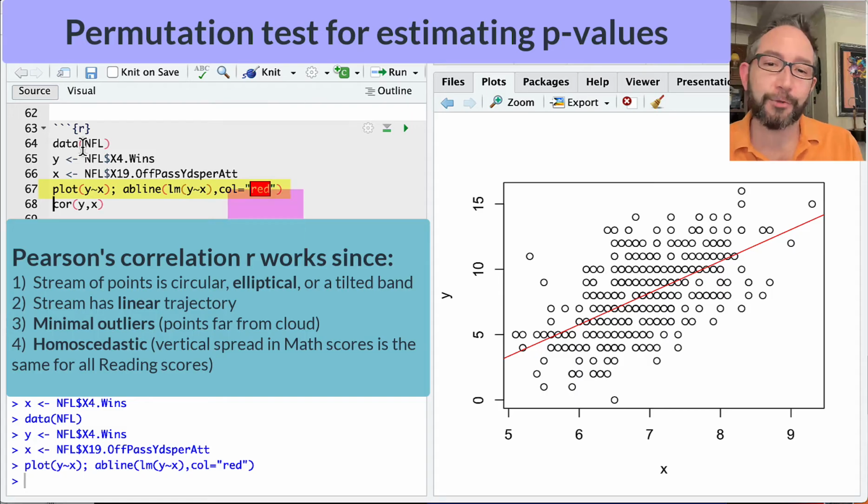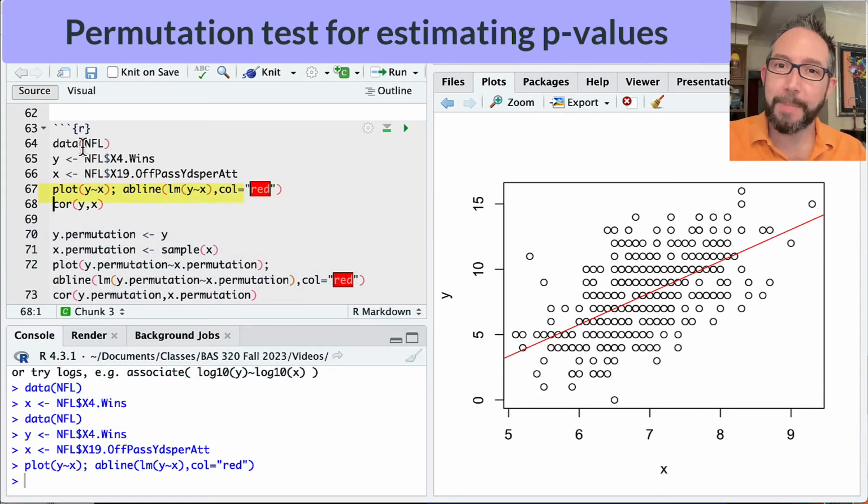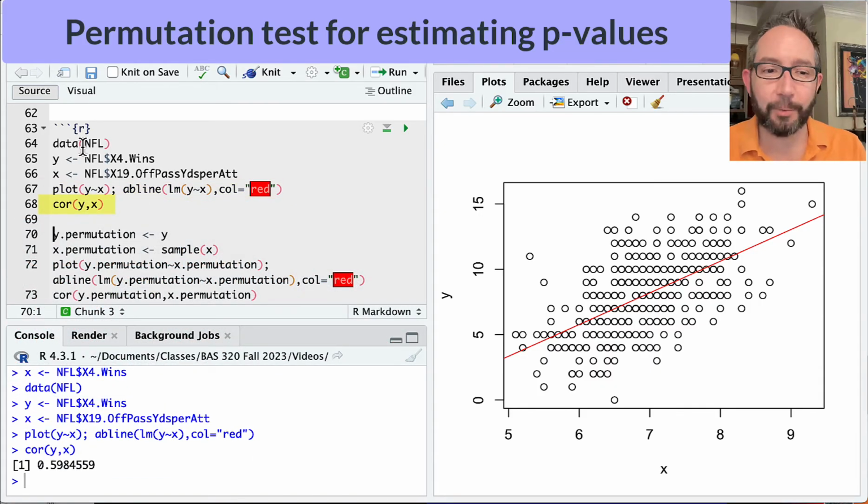the strength. The stream of points looks nice and elliptical, like a tilted band. There aren't any extreme outliers. Nice linear relationship, and I've added a trend line just to highlight that the trajectory really is linear. So if we measure the correlation in the data that we've collected, we find the correlation is about 0.6.